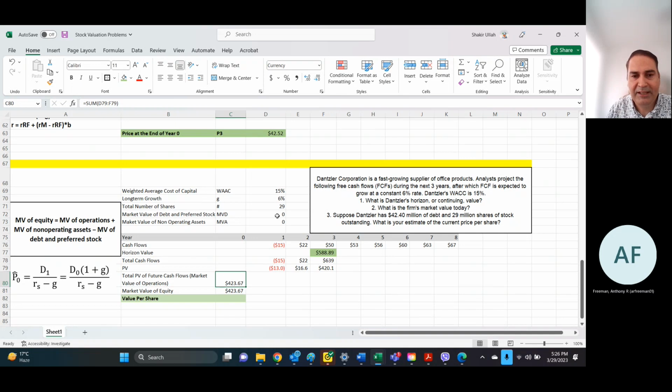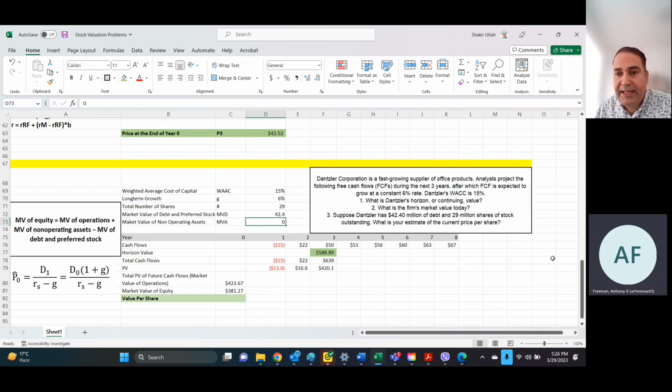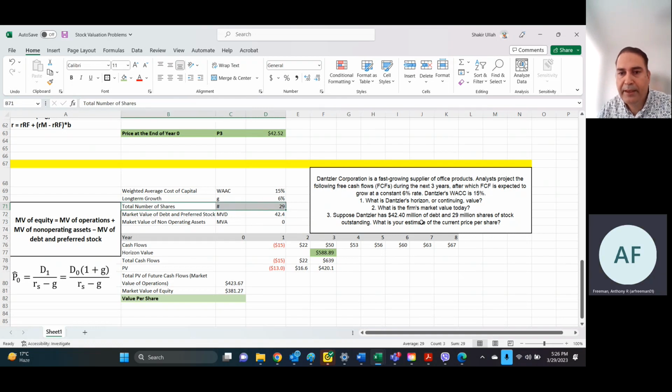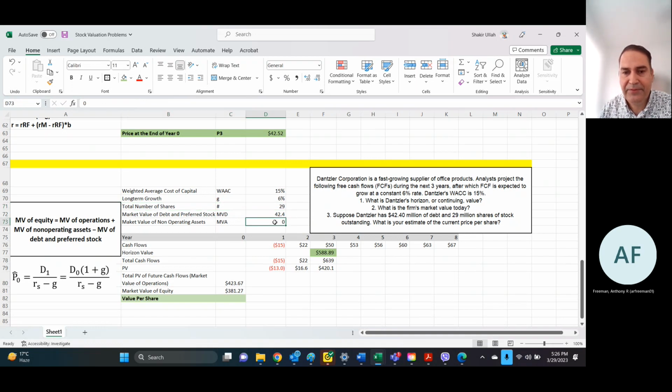Because if we change the numbers, for example if I add the debt right here, my values are going to change because these are all connected. So 42.4, okay, and that is my next value. And what else is given? 29 million shares. So the number of shares is 29 million. They still don't talk about any non-operating assets, so that means the non-operating assets are still 0.